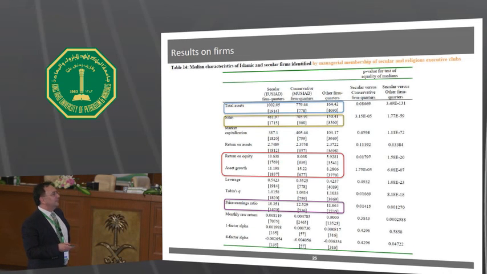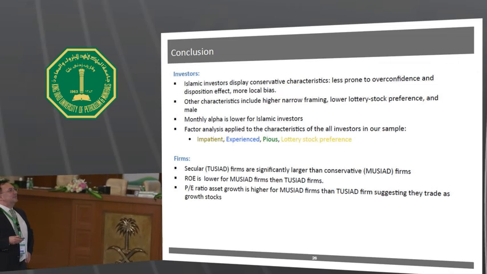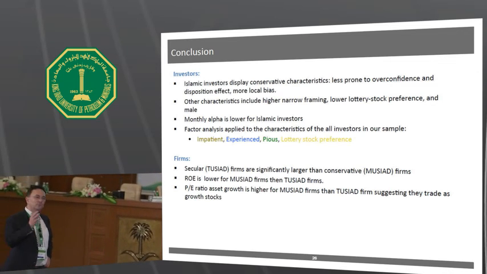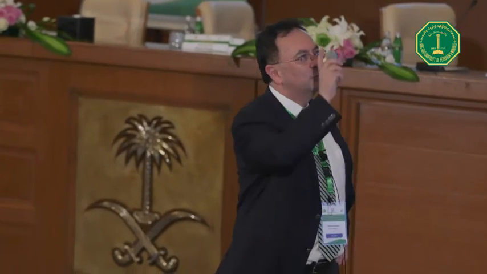I'm glad that I put those summary pages in here. This is the one slide that you can take away: Islamic investors display conservative characteristics. Once again, they are less prone to overconfidence and the disposition effect, and have more local biases. Also, as I told you before, monthly alpha is lower for Islamic investors.